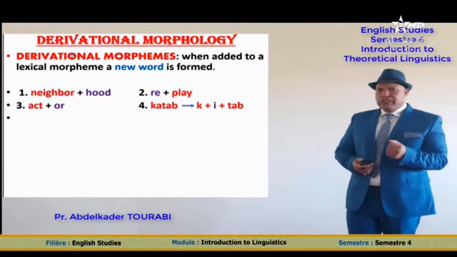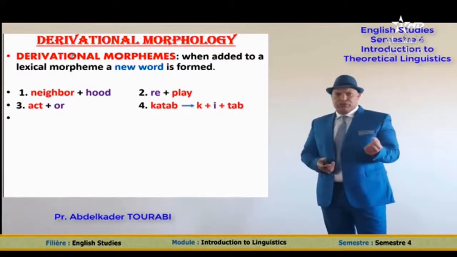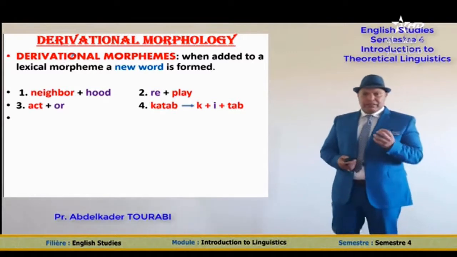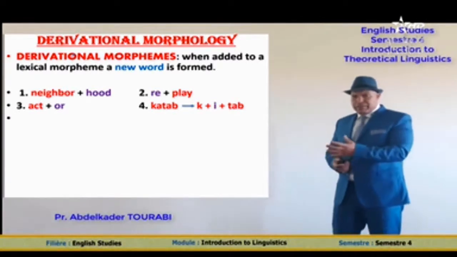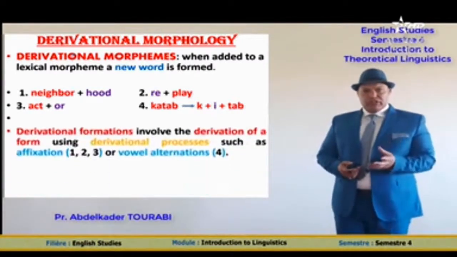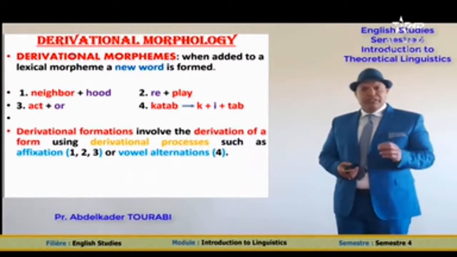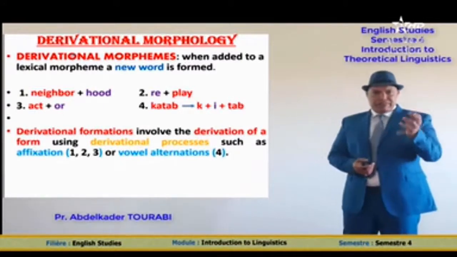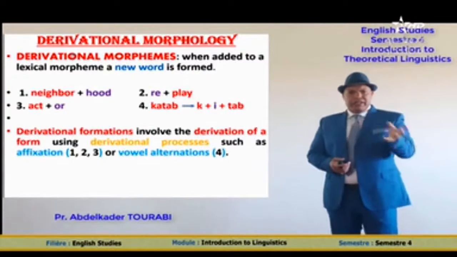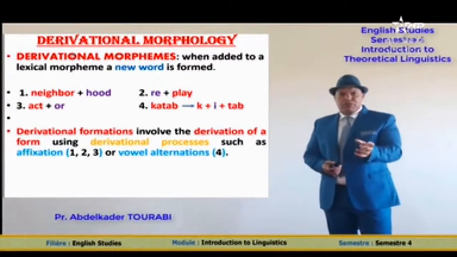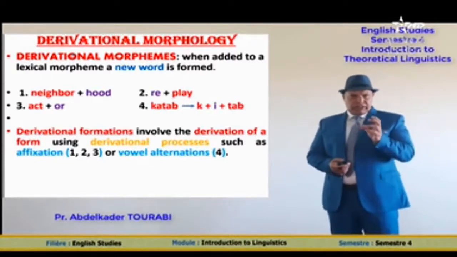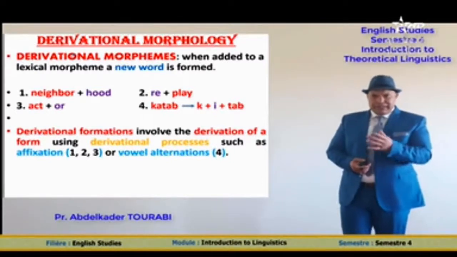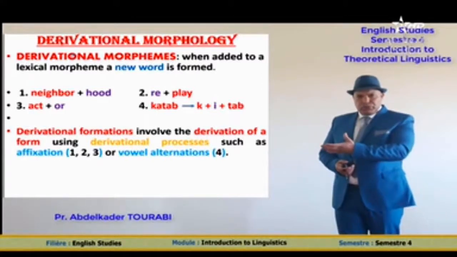Example here. Number one, we have neighbor, root. Number two, play. Number three, actor. And number four, kataba in Arabic, kitab. So, derivational formations involve the derivation of the form using derivational processes. What are the processes here? We have affixation in number one, neighborhood. In number two, replay. In number three, actor. But in number four, we have vowel alternation, vowel change. In Arabic, as I told you, it is very rich in vowel alternation, like kataba, we can have kitab, katib, maktub, kutubun, maktabatun.